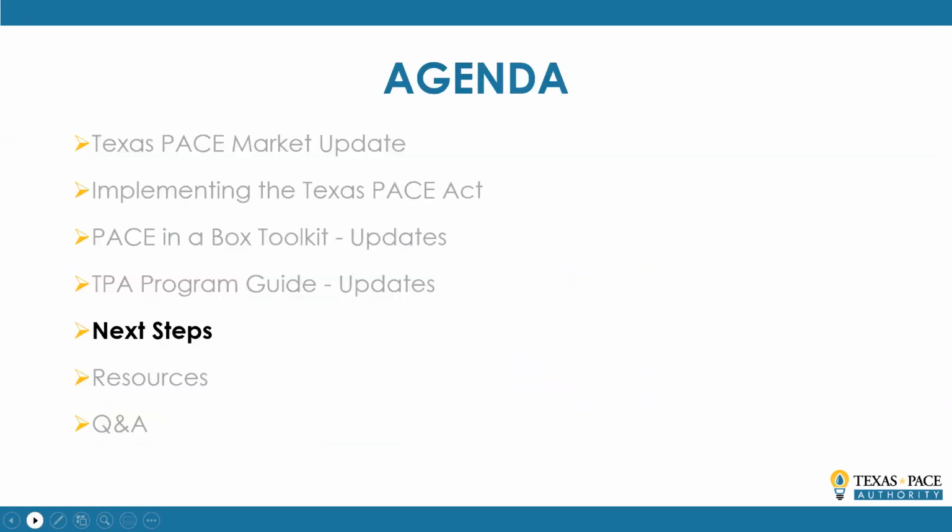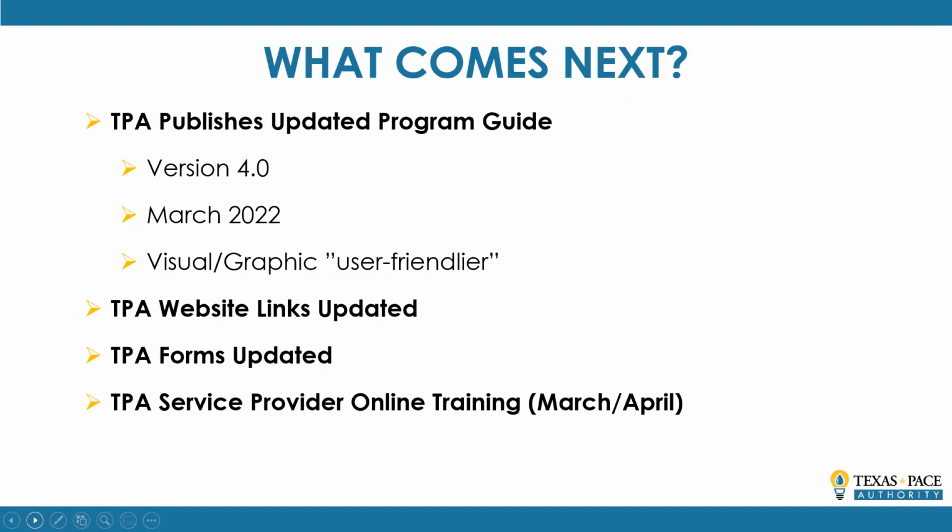So the next steps, we are publishing the updated program guide. This is version 4. This should be targeting March 1st, but it will be March, first part of March. Again, it will involve not only the narrative updates, but also the more visual and graphics that make it more user-friendly to folks that are unfamiliar with the program. The website, our website, those links all updated. New forms will be updated.